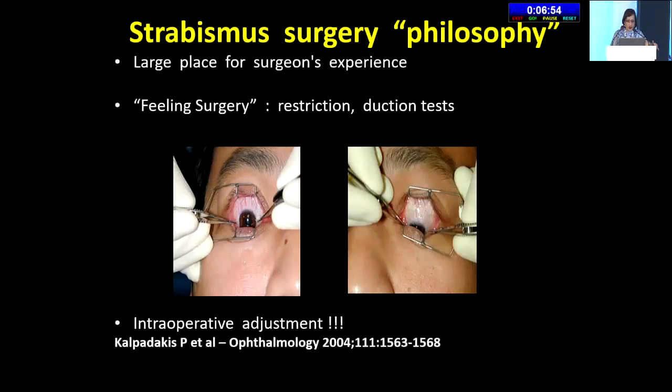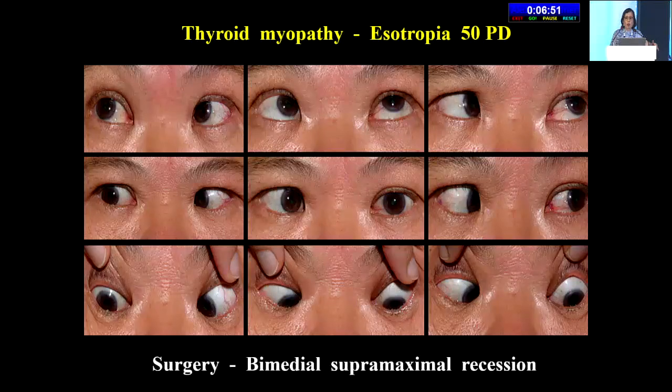intraoperative adjustment. I'm going to share with you an example of a patient who had an esotropia of 50 prism diopters after a bilateral orbital decompression. And we did a bimedial supramaximal recession for this patient. And I'm going to share with you the surgical video now.